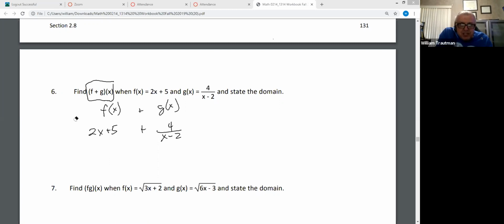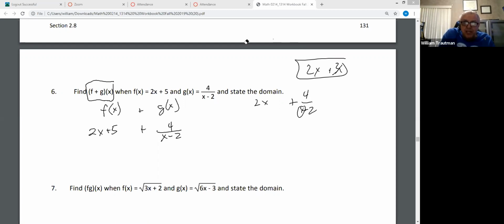Can I add these two together? You can only add fractions with common denominators. The stuff on the left doesn't have a denominator. I cannot add 2x with 4 over x minus 2. Even though there's an x here, I can only add x's with other x's like 3x, not where there's an x on the bottom like that. So those can't be added. This is my answer.